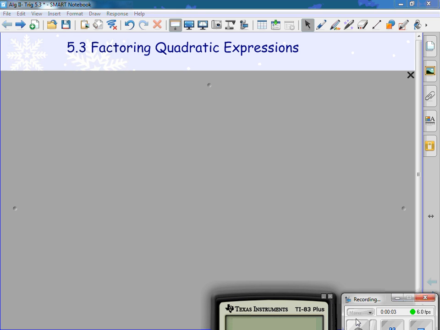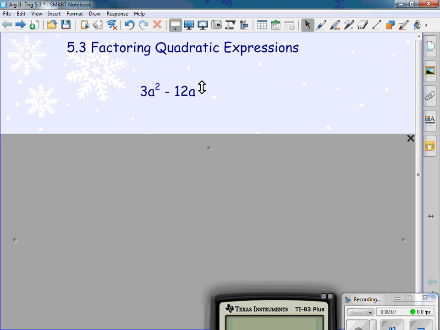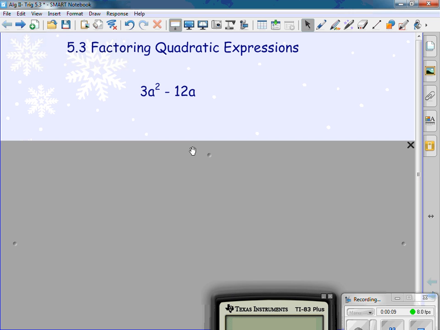5.3 Factoring quadratic expressions. What we're going to do is look at factoring. You did this once back in Algebra 1. I have 3a squared minus 12a. Factoring means you try to find out what they have in common.